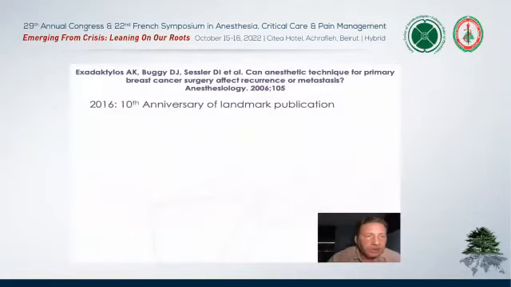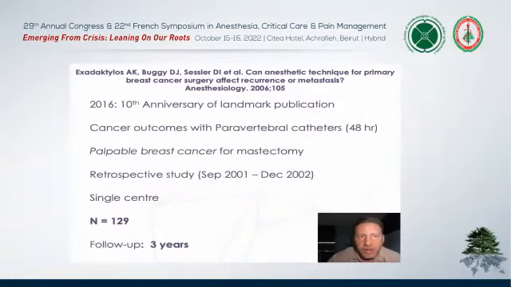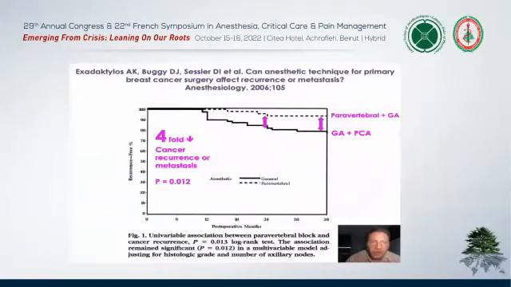So in 2016, it was the 10th year anniversary of this landmark publication by Exadaktylos, Donal Buggy, and Dan Sessler. They looked at cancer outcomes in patients with palpable breast cancer having a mastectomy. They provided them with a paravertebral catheter for 48 hours. This was a retrospective study at a single center with 129 patients. They found a significant fourfold reduction in cancer recurrence or metastases in the paravertebral group, and this really spawned a whole field of research.